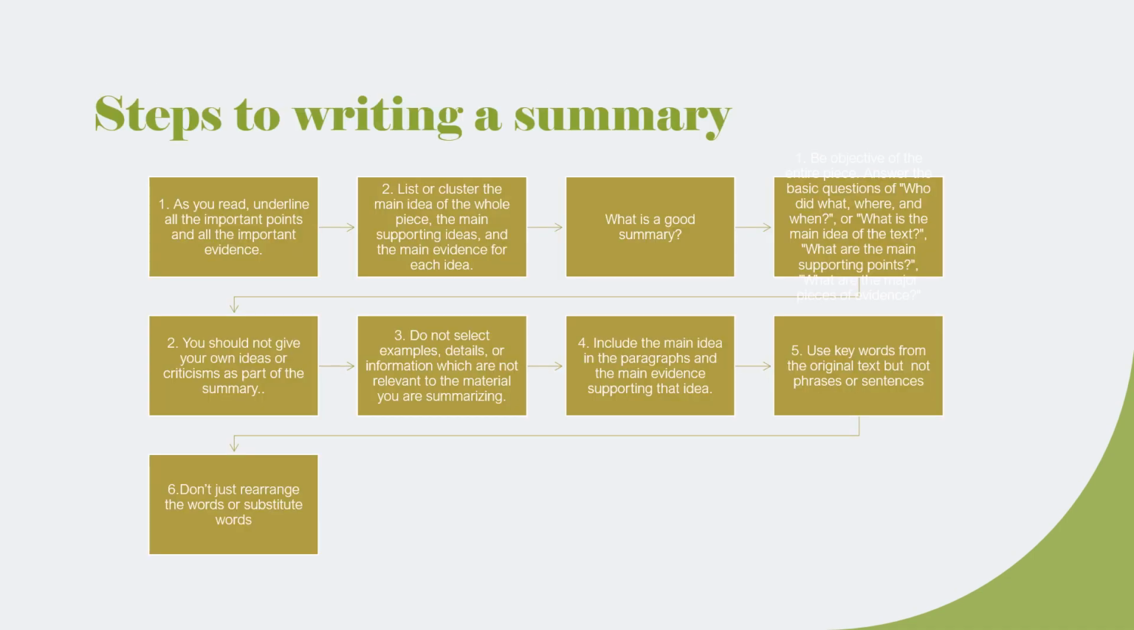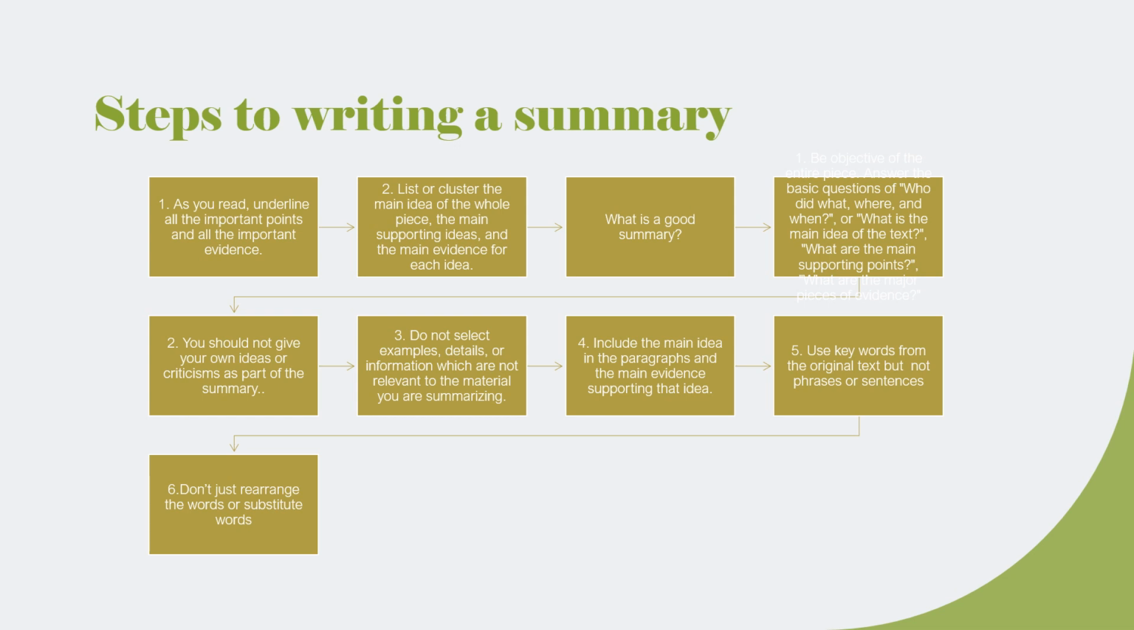Now, the first steps to writing a summary. When you are reading the original passage, underline the important points and all the important evidence that you find there. For example, one of the things I say to students is, when you're summarizing an essay, underline all those topic sentences and the words that are repeated, because these words are likely to be the keywords. So underline the key ideas in the topic sentences, or the keywords that are repeated.